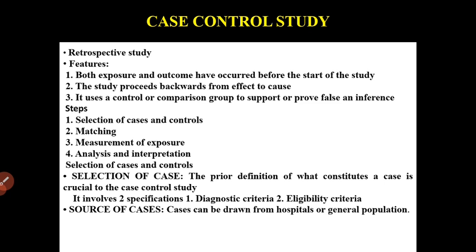Now, how is the process going on? First is selection of case. The prior definition of what constitutes a case is crucial to the case control study. It involves two specifications. One is diagnostic criteria, second is eligibility criteria. On this basis, the cases are selected. Second is the source of case. Cases can be drawn from hospitals or general population.